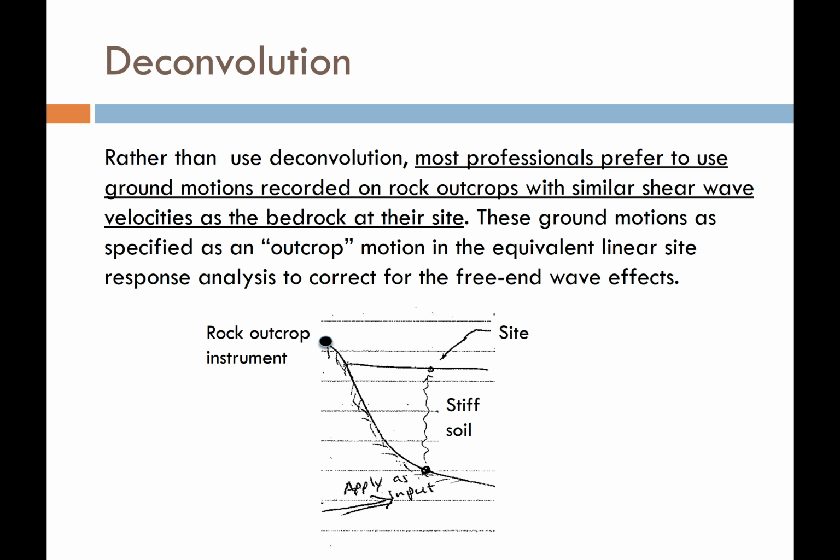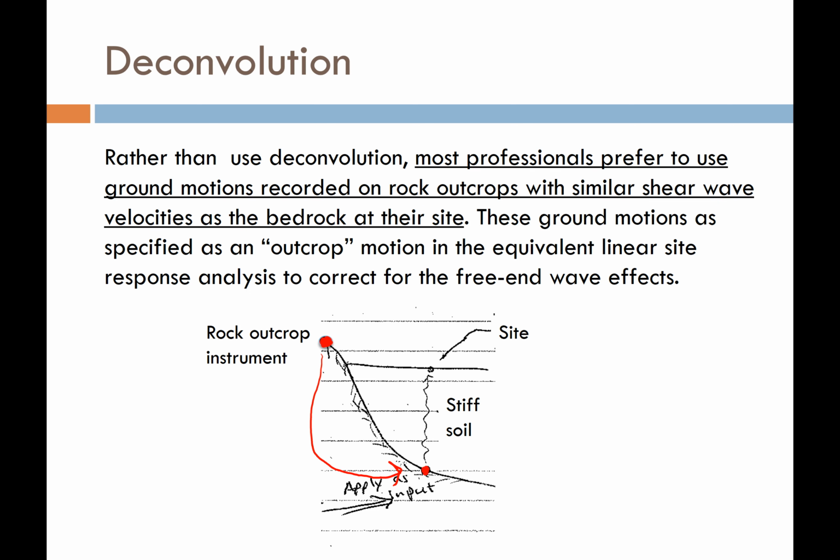Well, rather than using deconvolution, me and most other professionals, rather than using ground motions that were recorded on the soil, we like to use ground motions that were recorded on bedrock. These are what we call rock outcrop motions. If I can get a ground motion that's recorded on outcrop, I can assume that the rock is going to be the same down at the bottom of the soil, and I can apply that rock outcrop motion as input at the base of my soil profile.